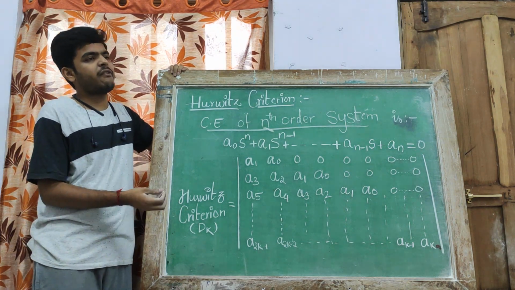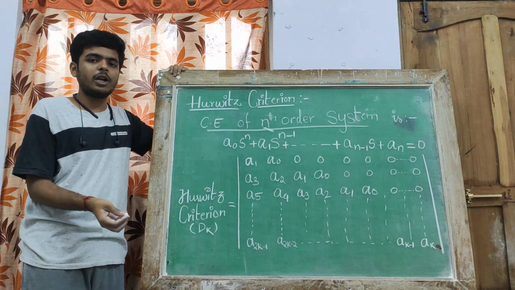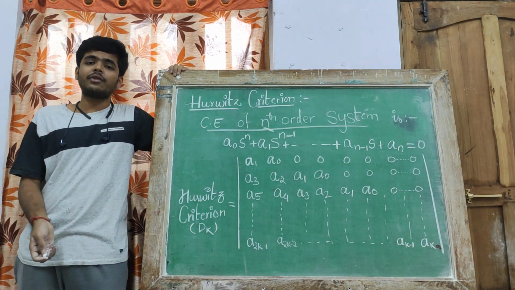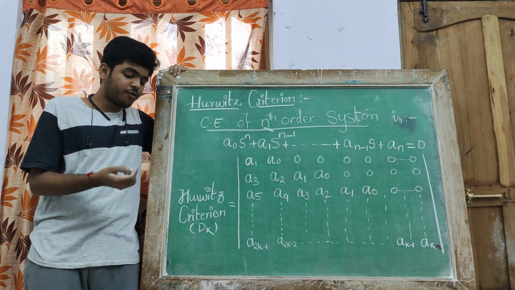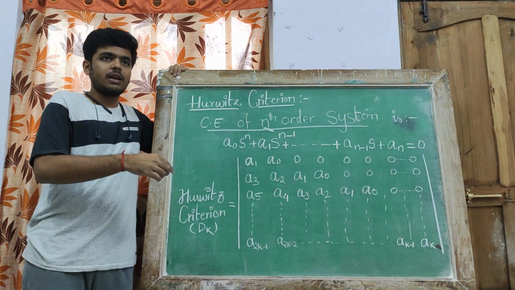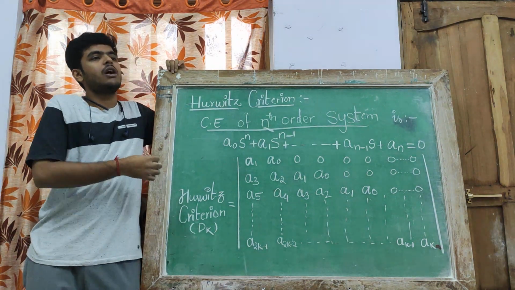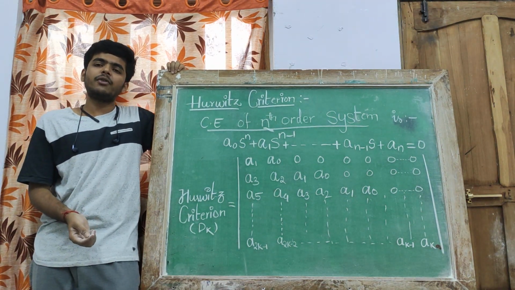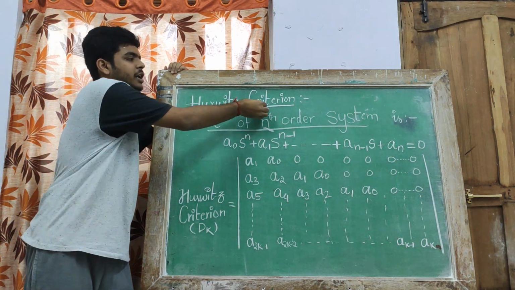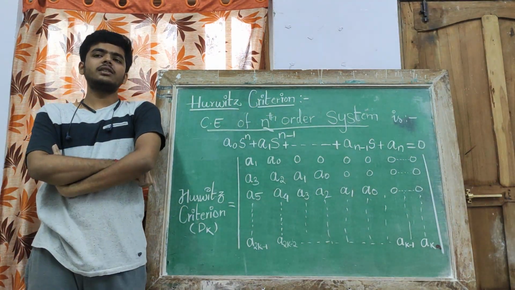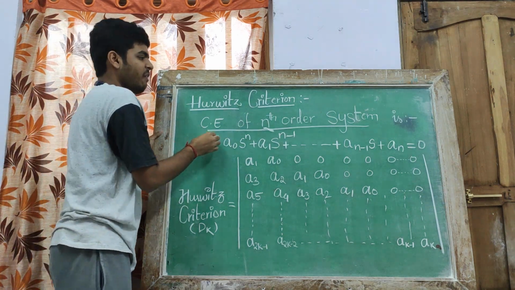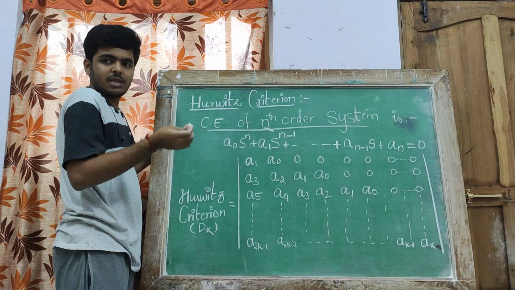But if we get an nth order polynomial as the characteristic equation, then how do we discuss the stability of those systems? For that situation, we have the Routh Hurwitz criterion. Before getting into the Routh Hurwitz criterion, first we will see the Hurwitz criterion. Hurwitz is a scientist who proposed this method for finding the stability of an nth order system.